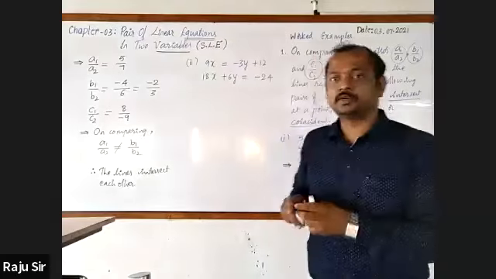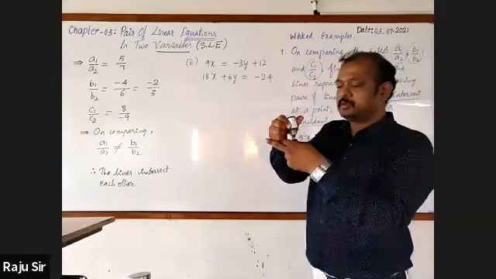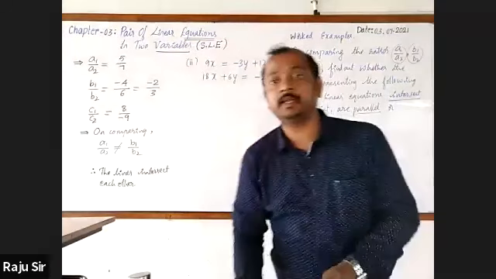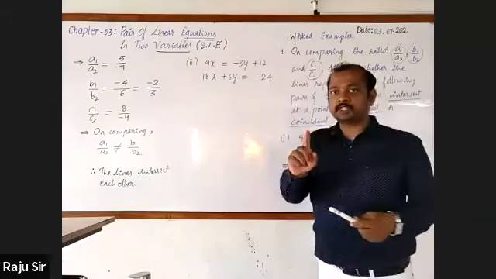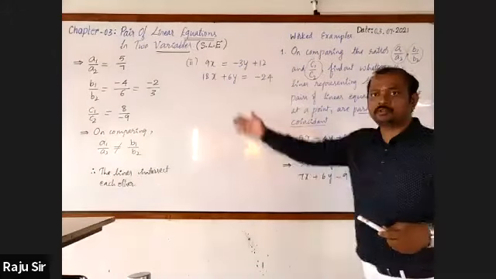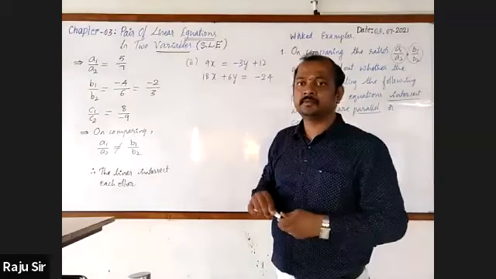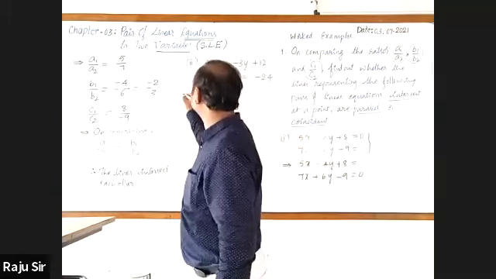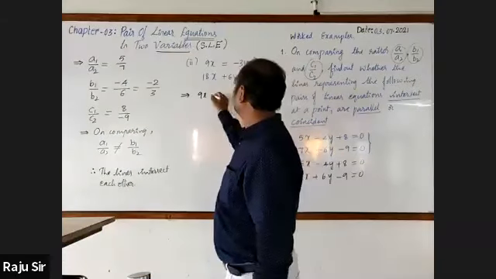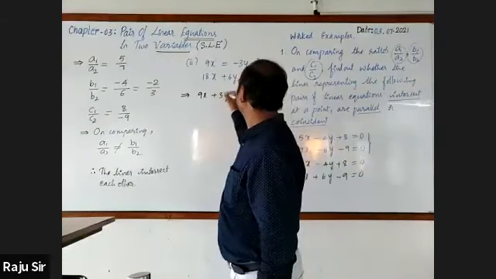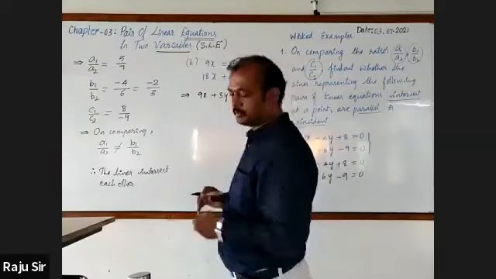Now let's move on to actual calculation. For calculation, without fail, you have to write the given equations in standard form. If it is asked for 2 marks, you have to follow these steps. For 1 mark, you directly answer. First, in standard form, it is 9x plus 3y minus 12 is equal to 0.